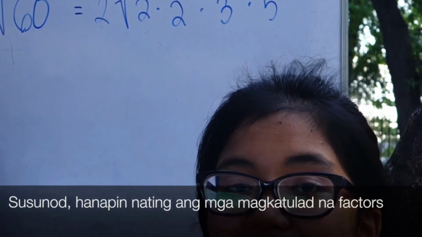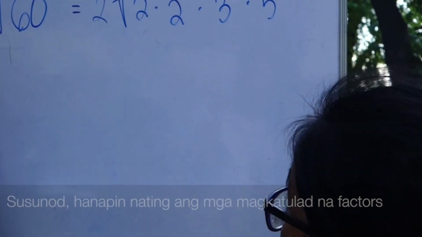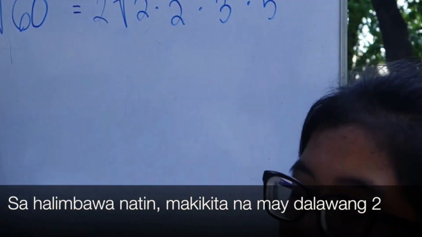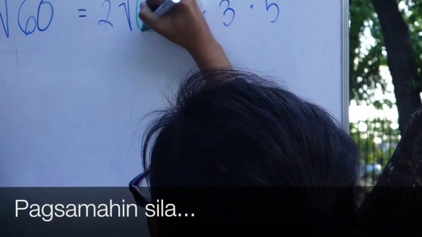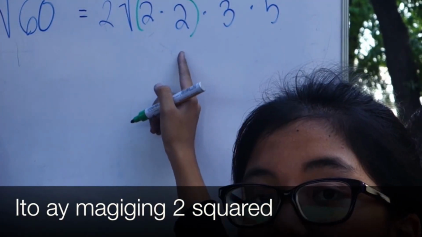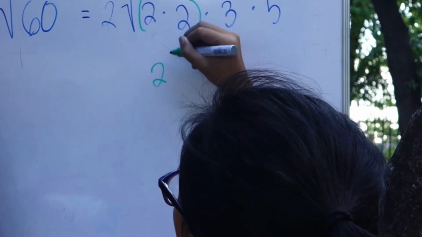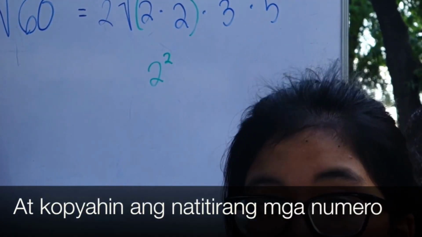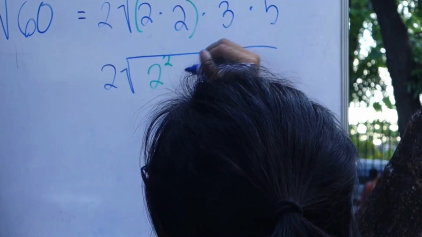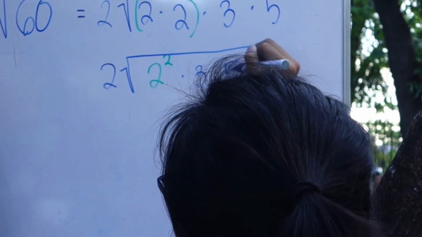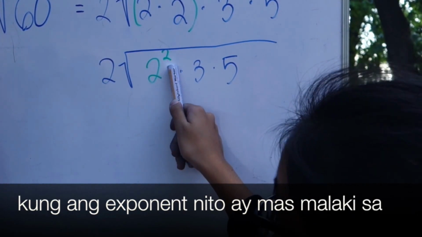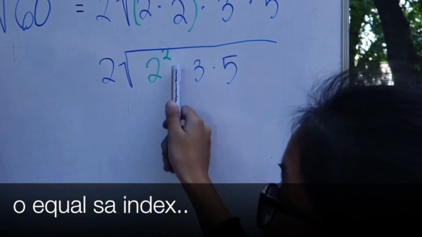Now, next step is to find the like factors. In our case, you can see that there are 2 number 2s. So we group them together. This 2 times 2 is also equal to 2 squared. And then we copy the rest of the factors. Now, next step, we check if the exponent of this number is greater than or equal to the index.